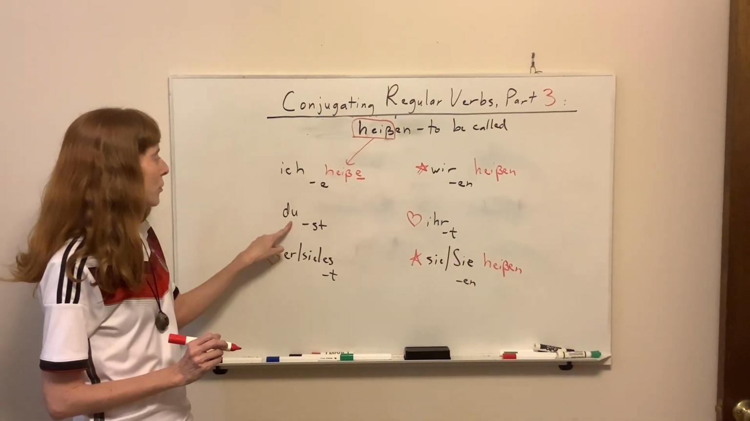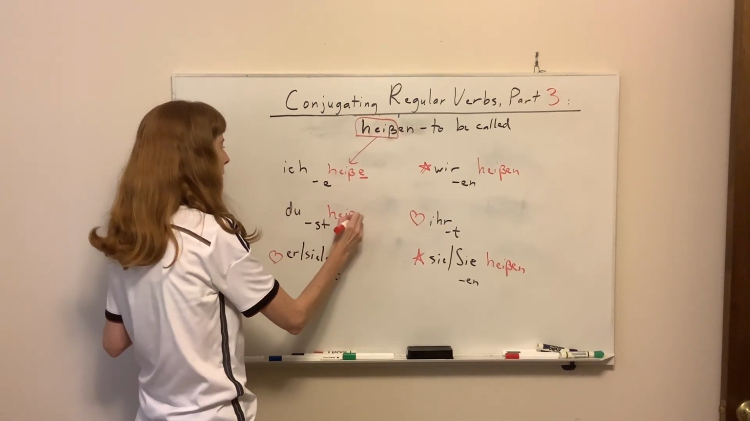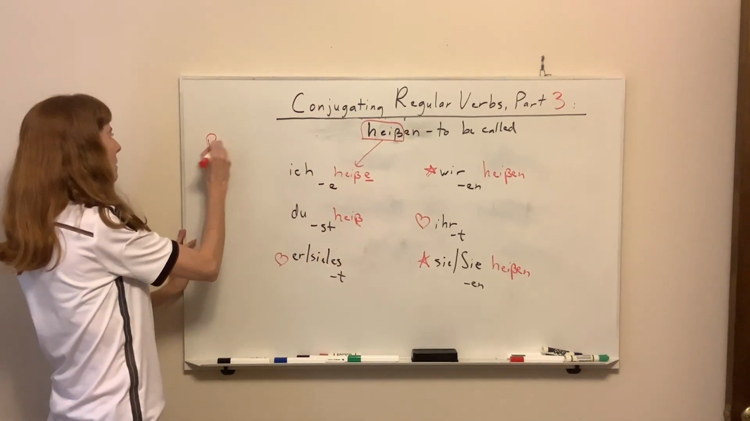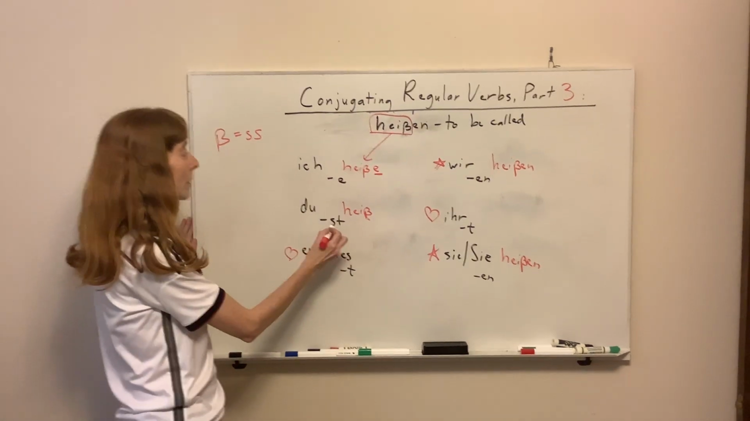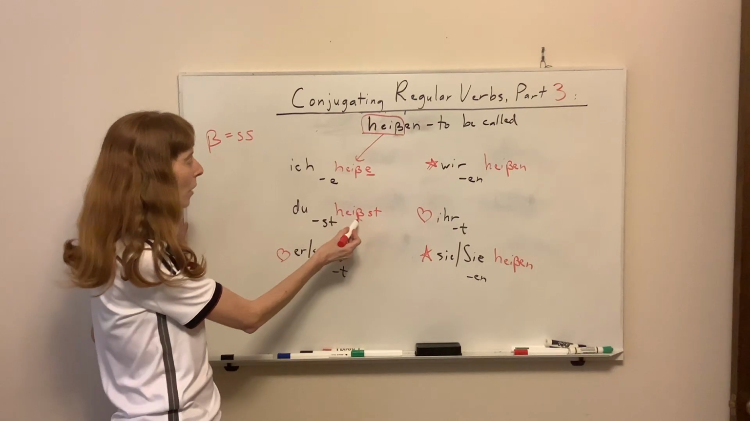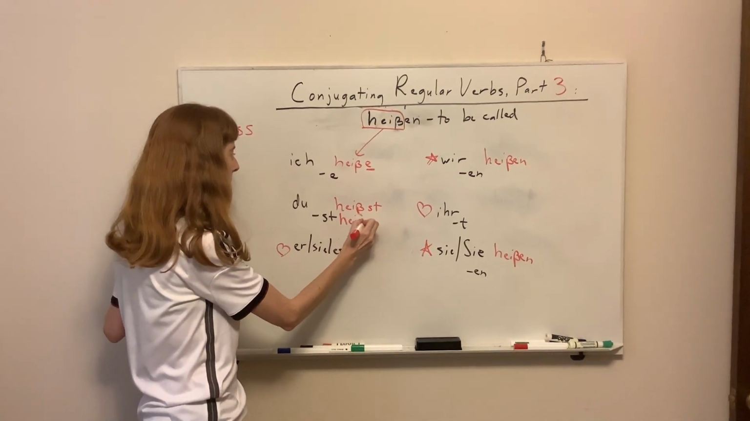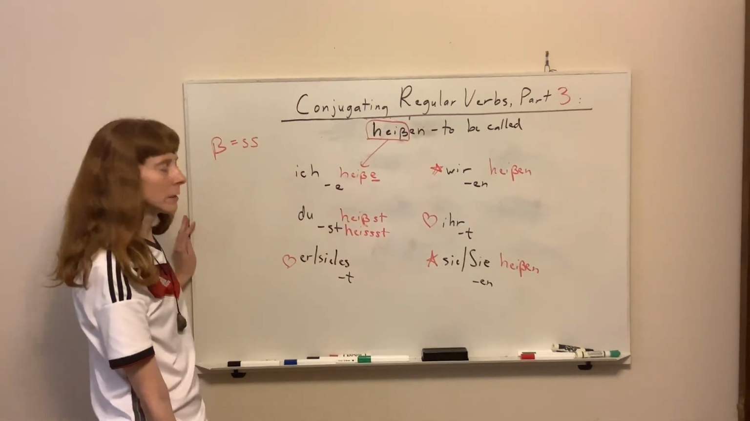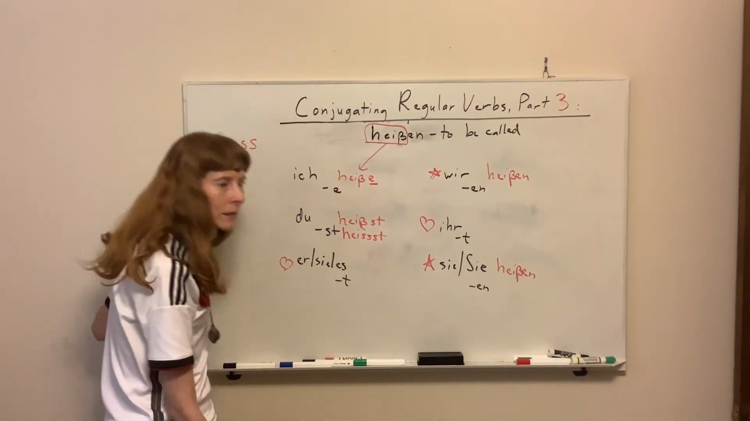Now, when I get down here to du, and I put my stem down, we have an SZ, and we know that SZ is actually a double S. Now, if I put my ST ending here, actually what that would translate to is something like this. S, S, S, T. So we would get a word with 3 S's, which looks really silly. We don't want to say heißt.